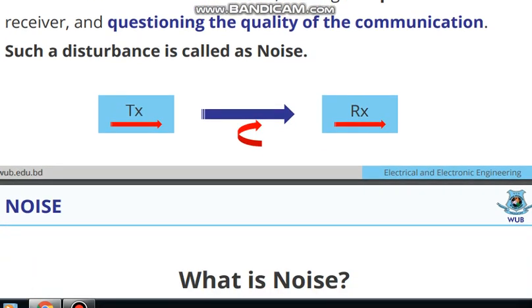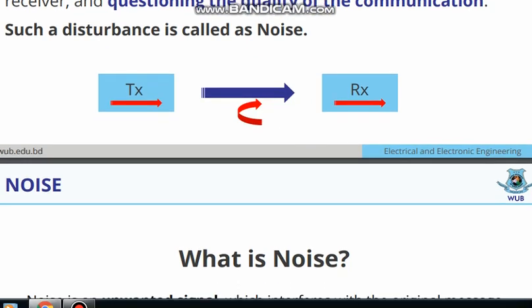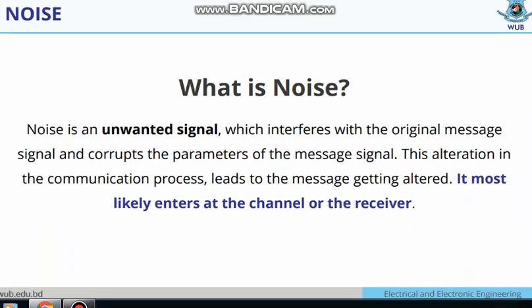Here you can see there is a transmitter block and a receiver block, a message transmission, and there is a channel. In the channel, the red portion is the noise. Coming back to what noise is: noise is an unwanted signal which interferes with the original message signal and corrupts parameters of the message signal. This alteration in the communication process leads to the message getting altered. It most likely enters at the channel or the receiver.